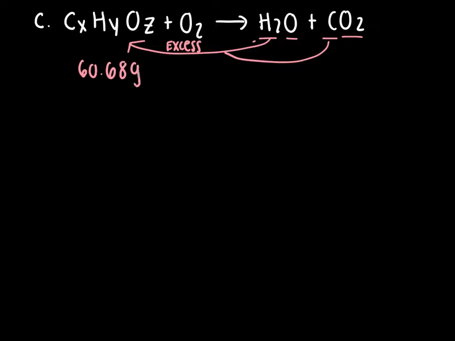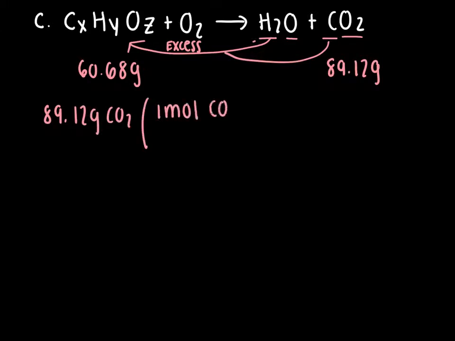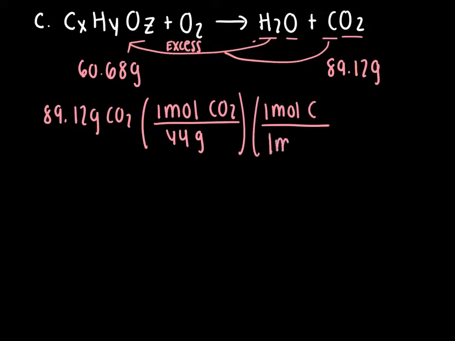So, if we can find how many grams of carbon are in 89.12 grams of carbon dioxide, then we know we started with that same number of grams of carbon in CxHyOz. To do this, we convert 89.12 grams to moles by dividing by the molecular weight of carbon dioxide, which is 44 grams per mole. Then we use a 1-to-1 mole ratio to convert moles of carbon dioxide to moles of carbon, because the subscripts in CO2 tell us that there is 1 mole of carbon for every 1 mole of carbon dioxide.